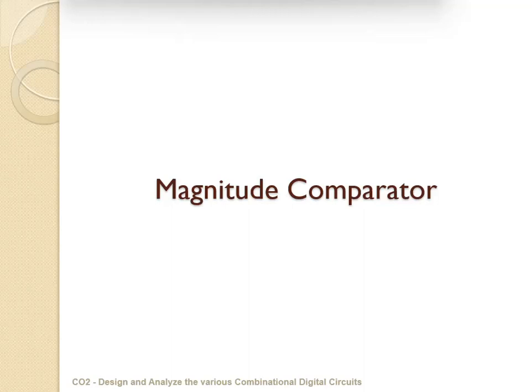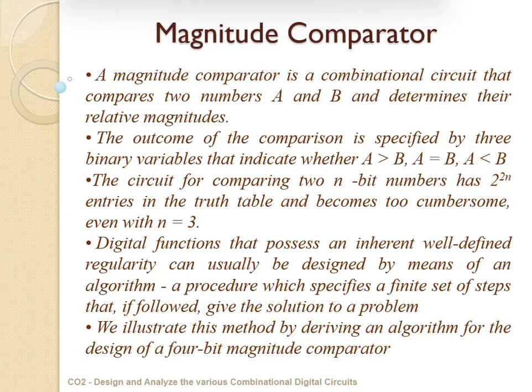In this presentation, we are going to discuss magnitude comparator. So, what is a magnitude comparator? A magnitude comparator is a combinational circuit that compares two numbers A and B and determines their relative magnitudes. So, the outcome of the magnitude comparator will be either A greater than B, A is equal to B, or A less than B.